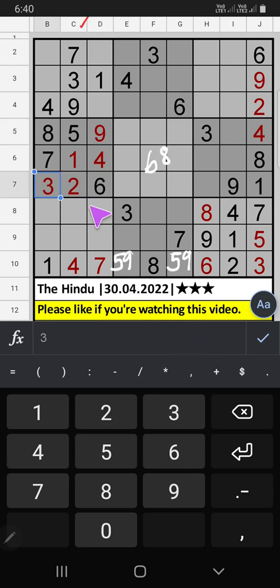Column C 2 numbers are remaining, 6 and 8. 8th row we have 8, so 8 can't come in this cell. 8 is confirmed here. Then 6 is here.